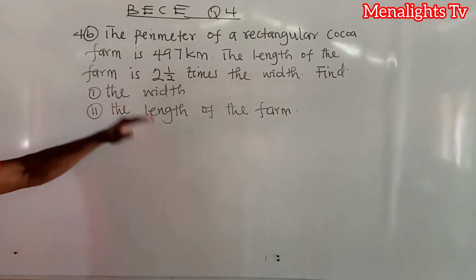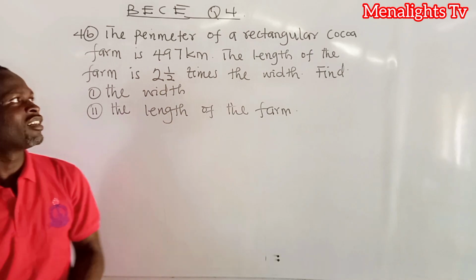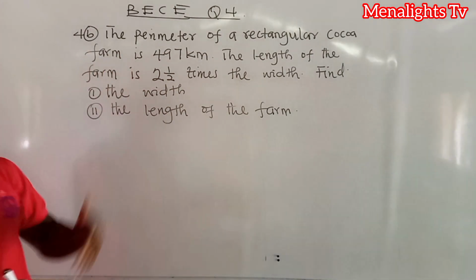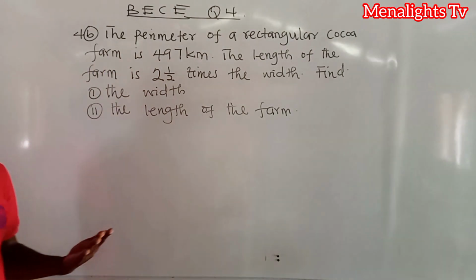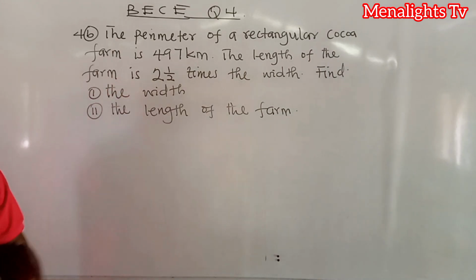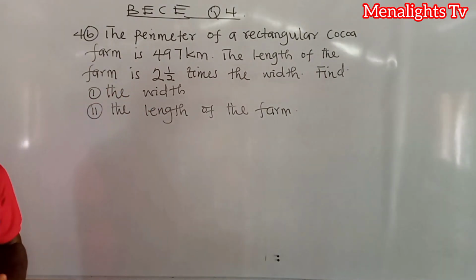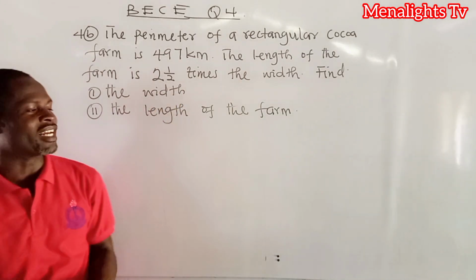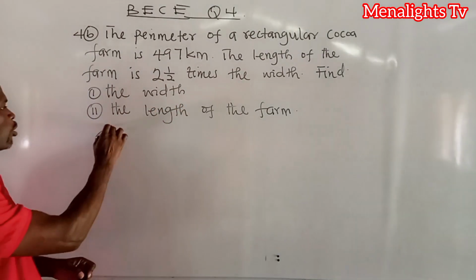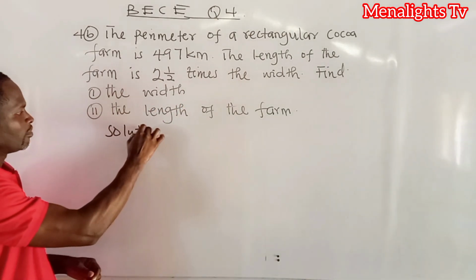So we come to the second part. The perimeter of a rectangular cocoa farm is 497 kilometers. The length of the farm is 2.5 times the width. Find the width and then find the length of the farm. So, solution.